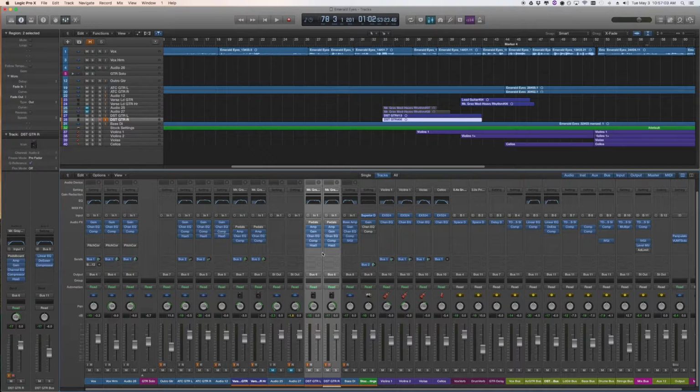At the beginning stage of every mix, for me, there's this part of the process called gain staging. This means that all of your tracks are peaking at an optimal level.